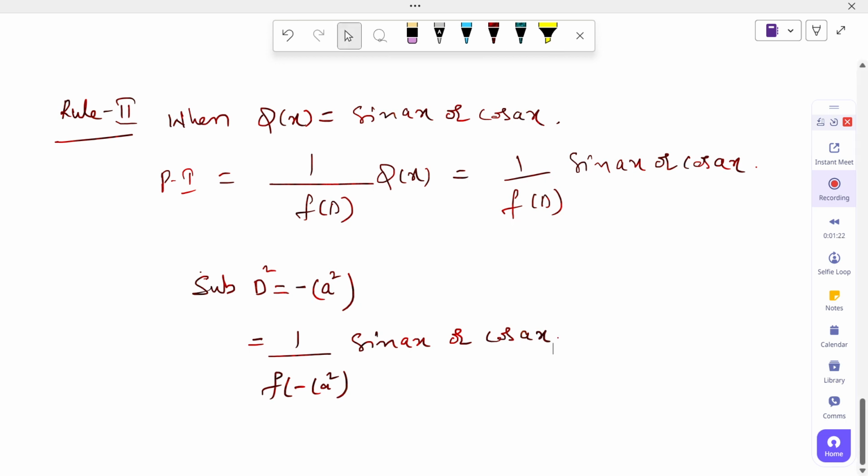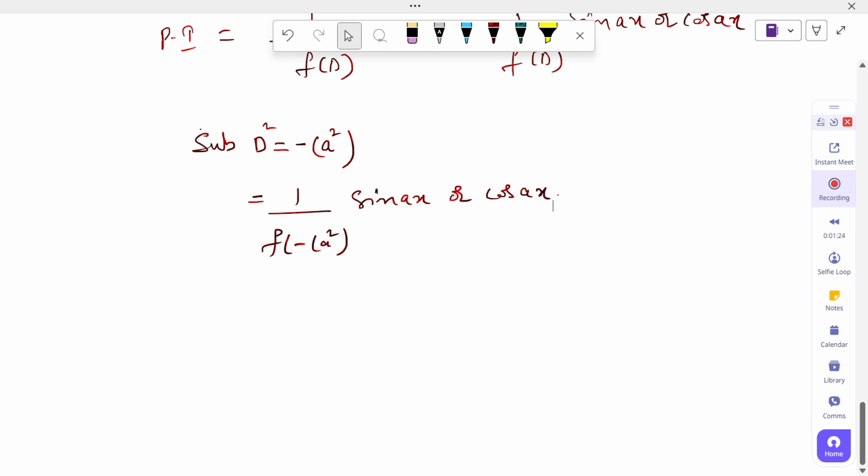If any single D is left after substitution, what are you going to do? Because you can substitute only for D square. D4 you can write as D square into D square, D power 5 you can write as D power 4 into D. Then in this case a D is left. If it's D cube, it's going to be D square into D.